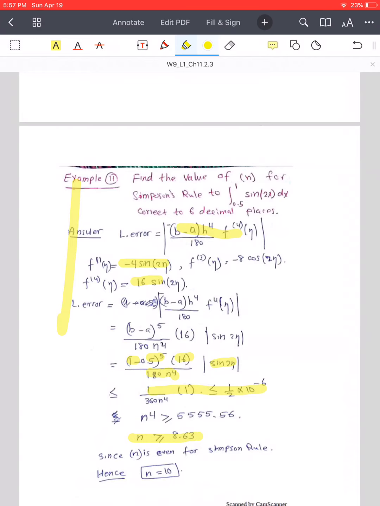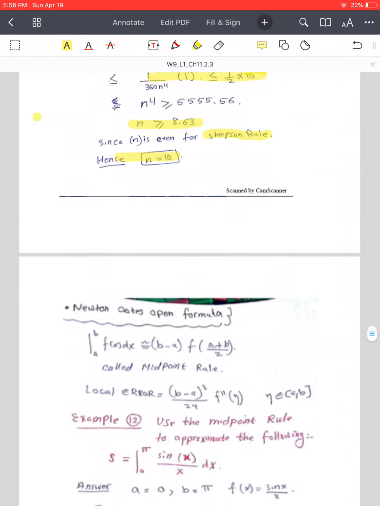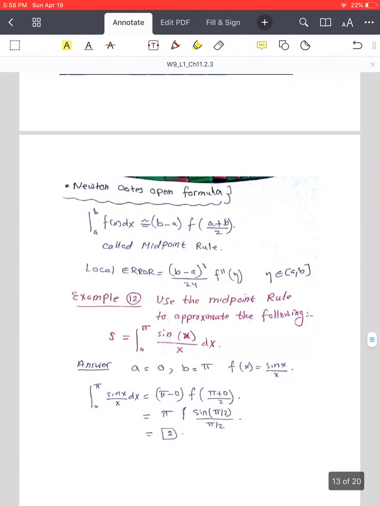But because we are using Simpson rule, n should be even. So what is the smallest even number? It should be 10. So we have to choose n equal to 10. Imagine now Simpson rule needs only 10 iterations or 10 steps, 10 sub-intervals, and we obtain the answer correct to 6 decimal places. But the trapezoidal rule needs 289 sub-intervals to obtain the same. So for this reason, it is very clear now that Simpson rule should be used, which is much better than the other method.